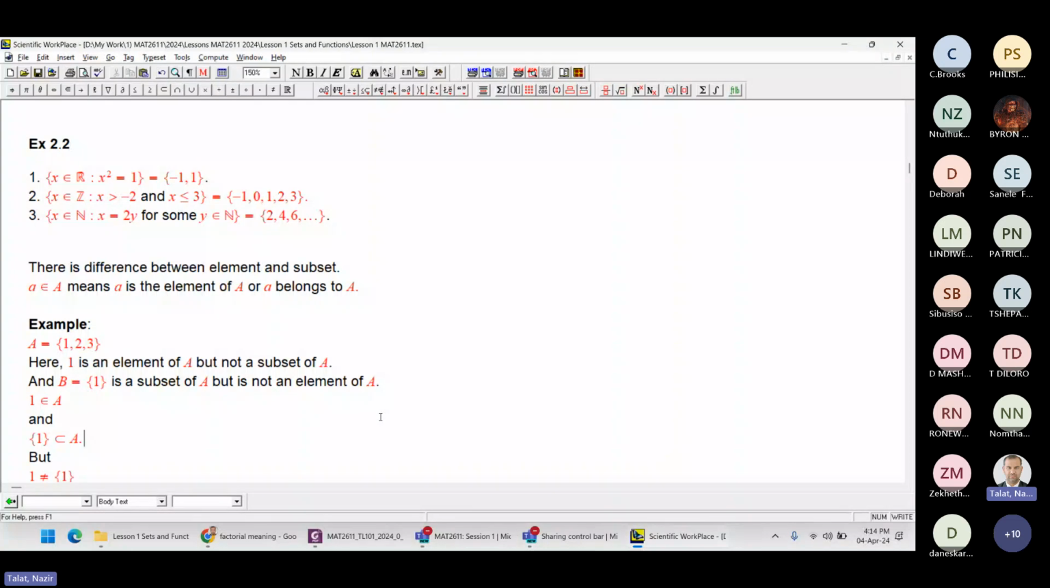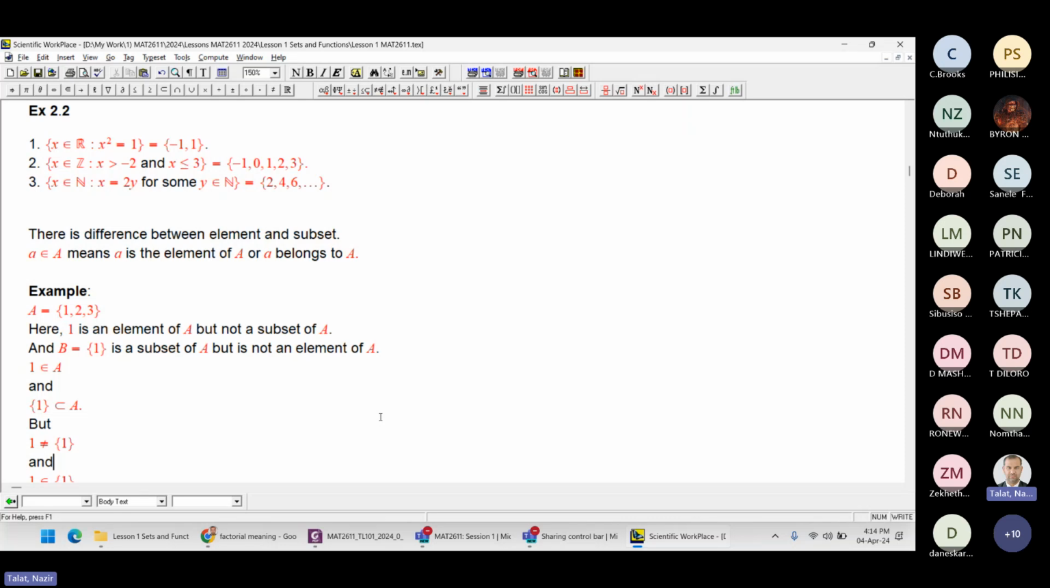One is the empty set. The empty set is a subset of every set. And the second is the set A itself, which is also a subset of A. Every set is a subset of itself. One can notice that there are proper subsets and improper subsets. For instance, the set containing 1 is a proper subset of A.